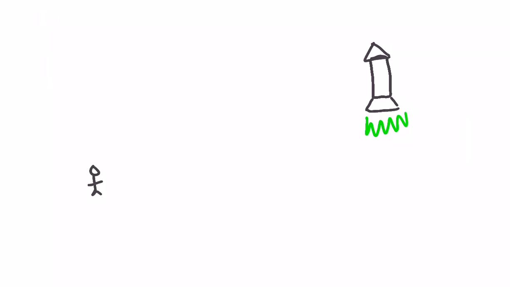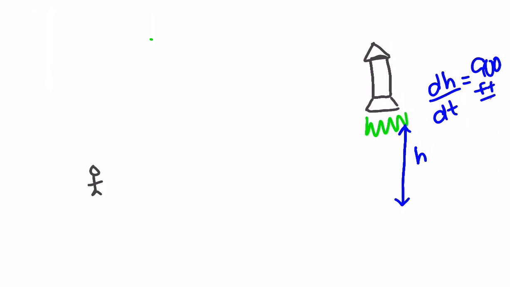It says that the rocket maintains a velocity of 900 feet per second. So if we call this distance over here the height of the rocket, then dh over dt is equal to 900. That's a positive value. We know it's positive because the rocket's going up. The distance between the rocket and the ground is getting bigger.